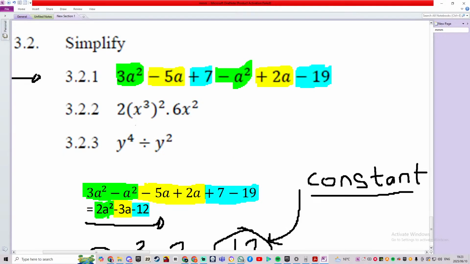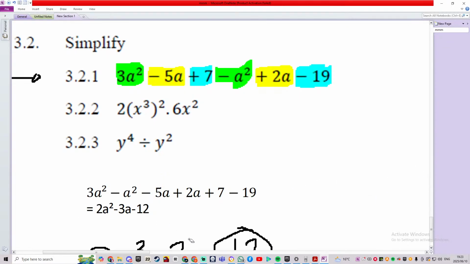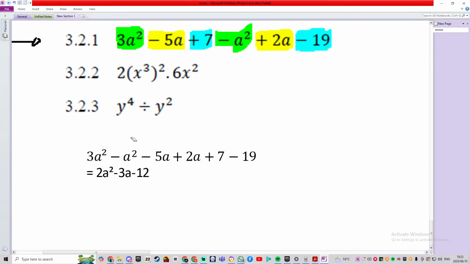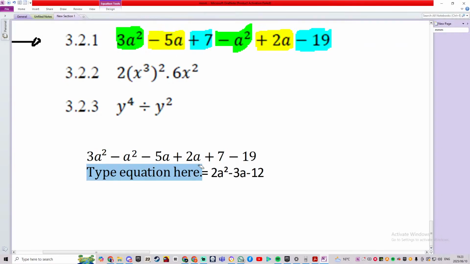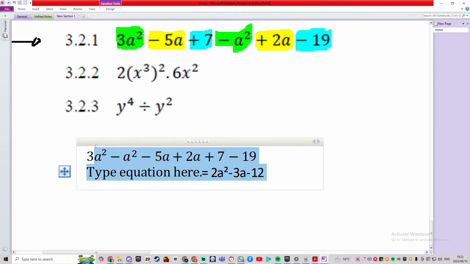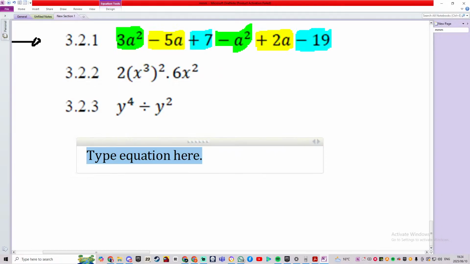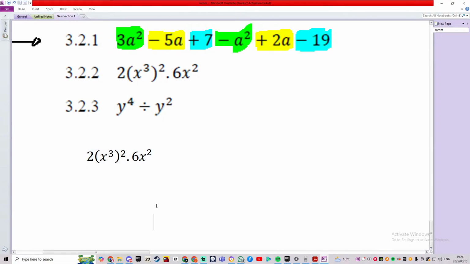Let us go to 3.2.2. So we have 2 brackets x to the power of 3, brackets to the power of 2, dot 6x squared. We know what the dot means. Hopefully we know that the dot means multiply.